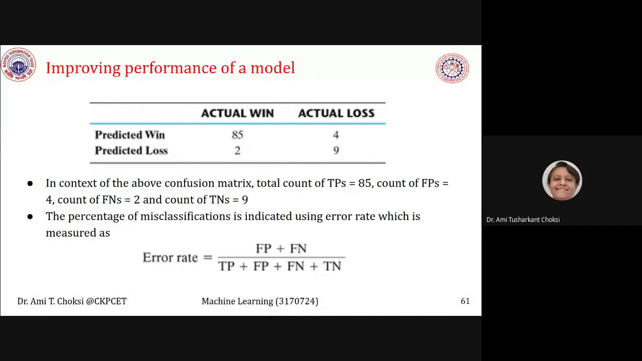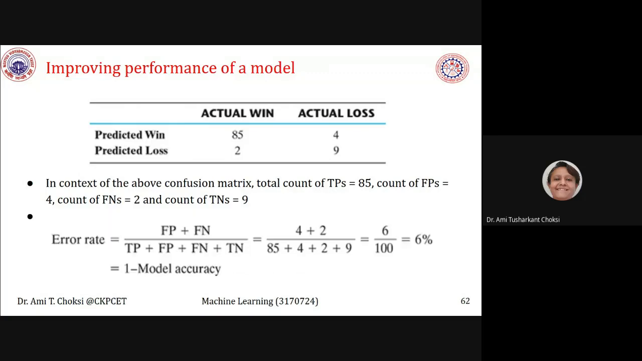Now, error rate. The percentage of misclassifications is indicated using error rate, which is measured as error rate is equal to FP plus FN upon TP plus FP plus FN plus TN. So that comes out to be 4 plus 2 divided by 85 plus 4 plus 2 plus 9. That is equal to 6 upon 100, or otherwise 1 minus model accuracy.